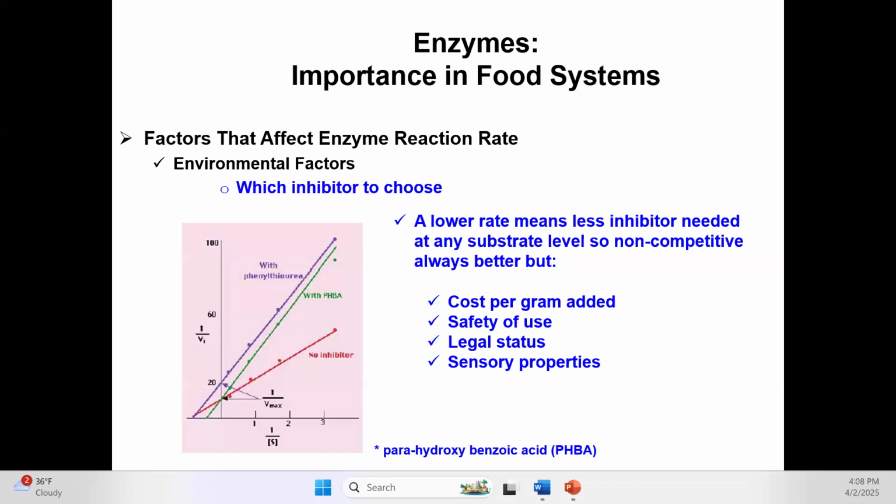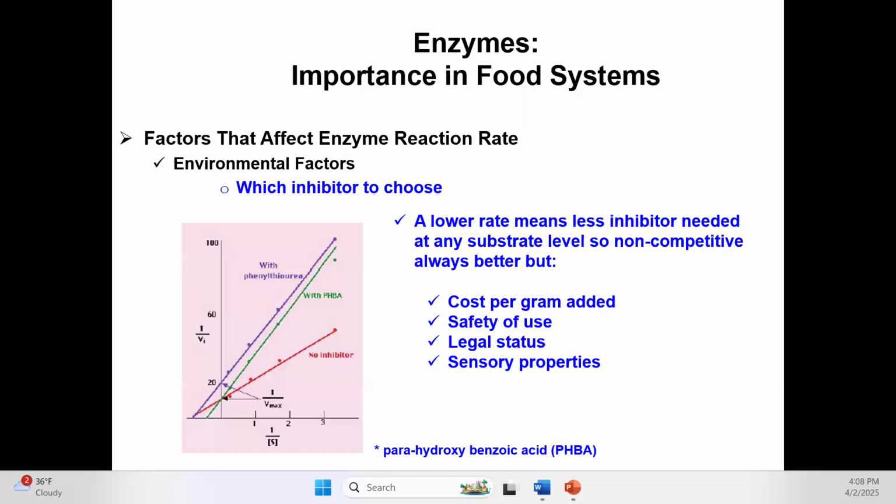Okay, so if we look at which inhibitor to use in this case, the preference is for non-competitive inhibition. Because no matter what the substrate concentration is, you don't need a lot of inhibitor to reduce the reaction rate, irrespective of the substrate concentration. So when you need less inhibitor, that is better financially.